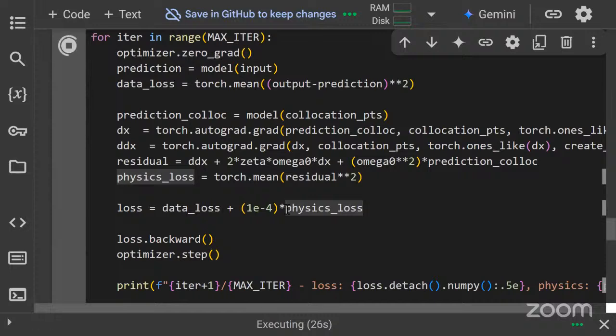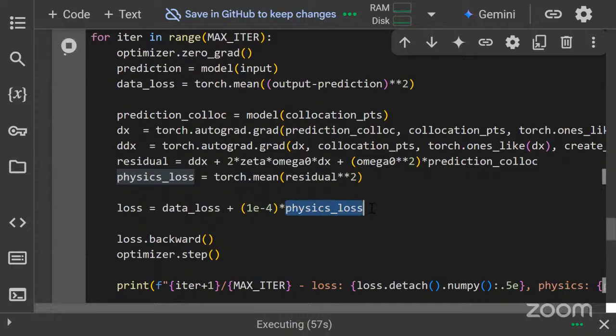But to give you an idea, if you don't set the significance of this term lower, then the physics loss term and the data loss term will fight against each other, and then it'll never converge to any meaningful solution. So that's why we will multiply 0.0001 in front of the physics loss.